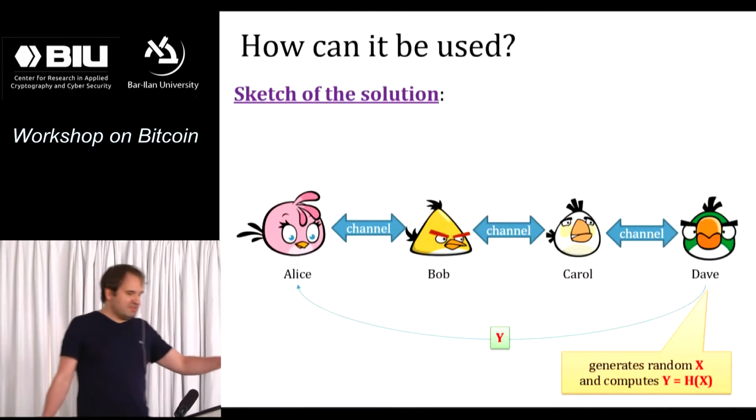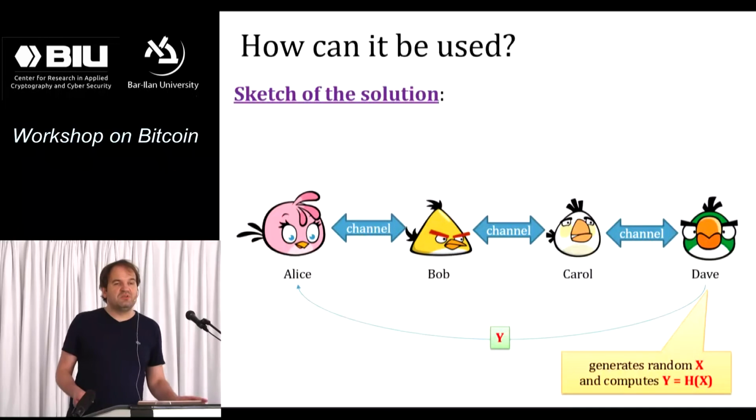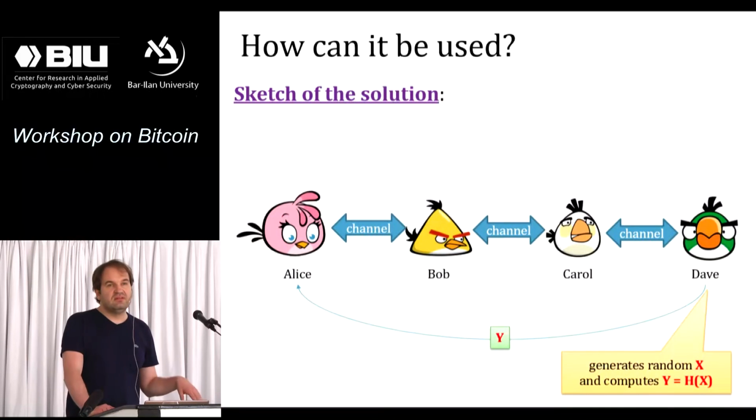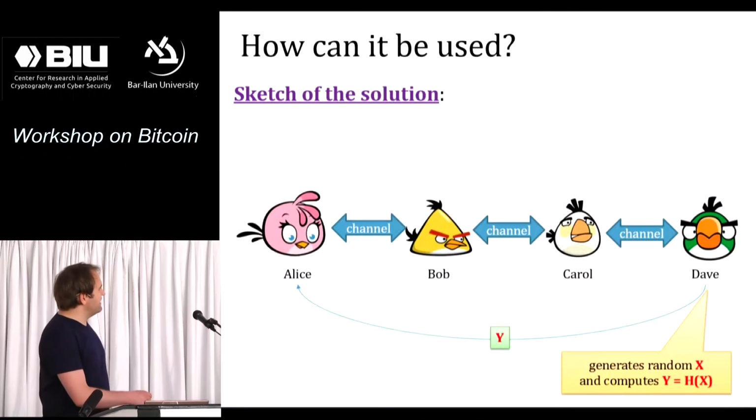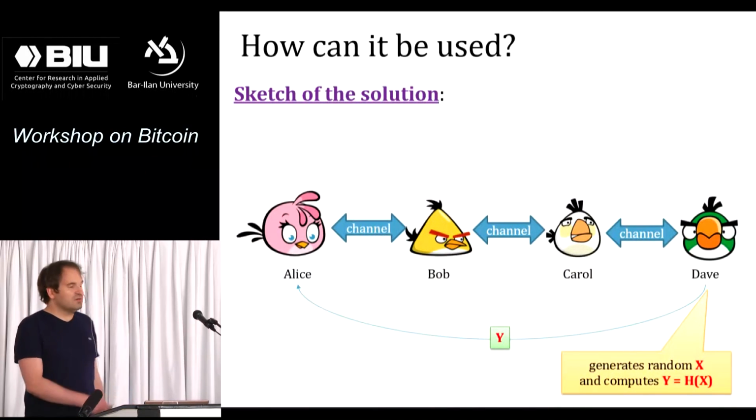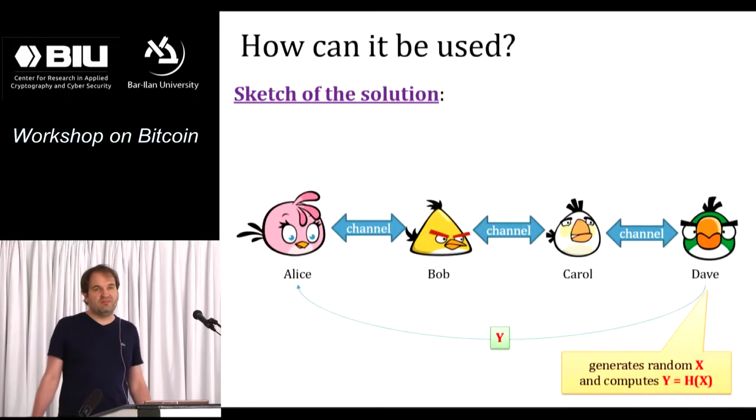So the thing we want to do now is make this routing of payments without any trust assumptions. We don't want Alice to need to trust Bob or Carol or someone like this, especially because it will be a longer path, right?